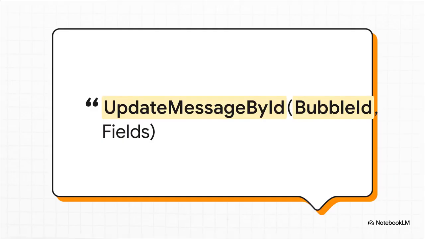So how does this real-time magic actually work? It's all thanks to this one command, update message by ID. You can think of it like a surgical strike. You just give it the unique ID of the bubble you want to change, and only the specific fields you want to update, like changing that status mode from sent to delivered. This is what keeps the whole interface feeling so fast and responsive.